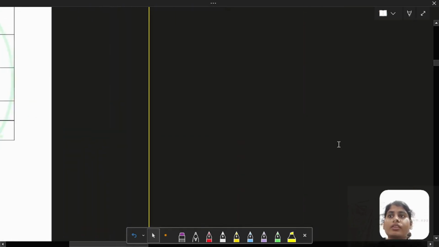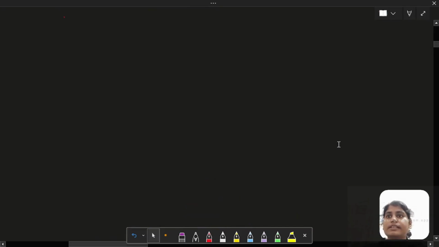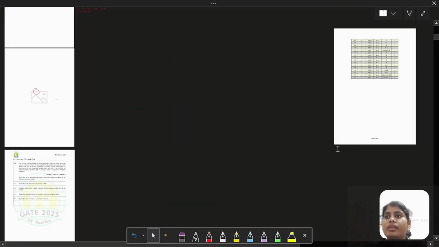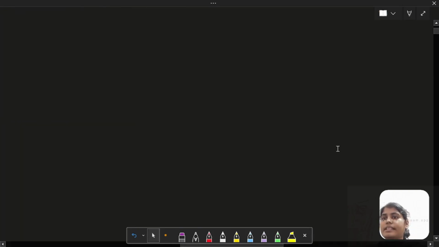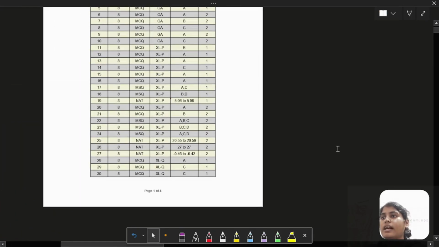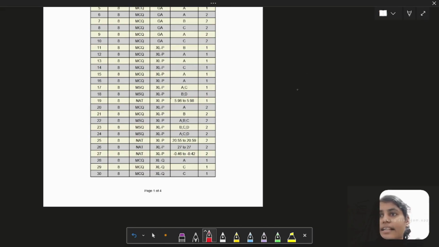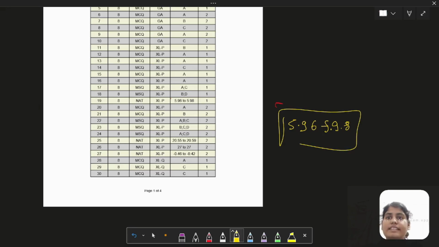So in the answer key, question number 19, the answer is in between 5.96 and 5.98. Our answer is correct because our answer is 5.97. Here we score 1 mark with this easy formula.